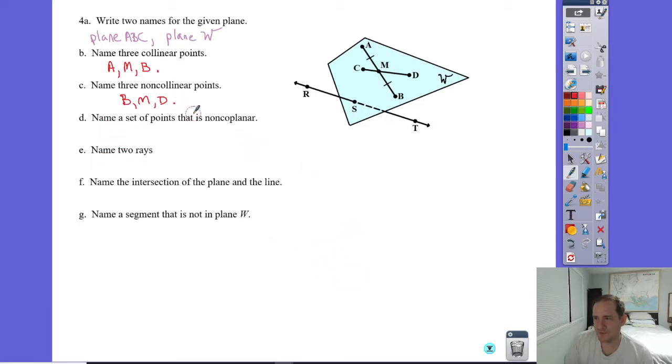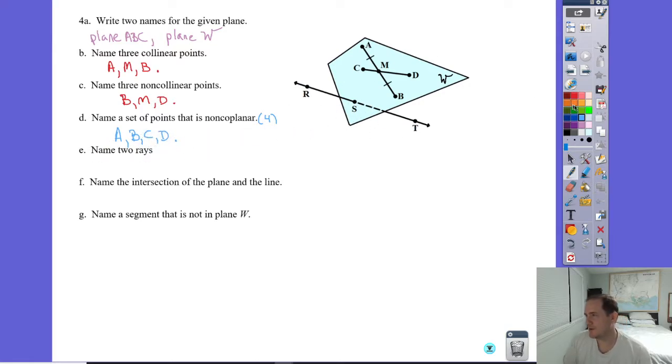Now it says name a set of points that is coplanar. So coplanar means they all lie on the same plane. So I see A, B, C, D, M, and S all live in this plane. R is up above the plane, T is down below the plane, but you can pick any of the, when you're naming non-coplanar points, you really should be giving me at least 4. I would just go A, B, C, D. That seems to be the easiest way. Pick the 4 that are right in the plane. Okay, that's what I'm doing. Basically, just don't go with R and T. Everybody else is in the plane except for R and T.